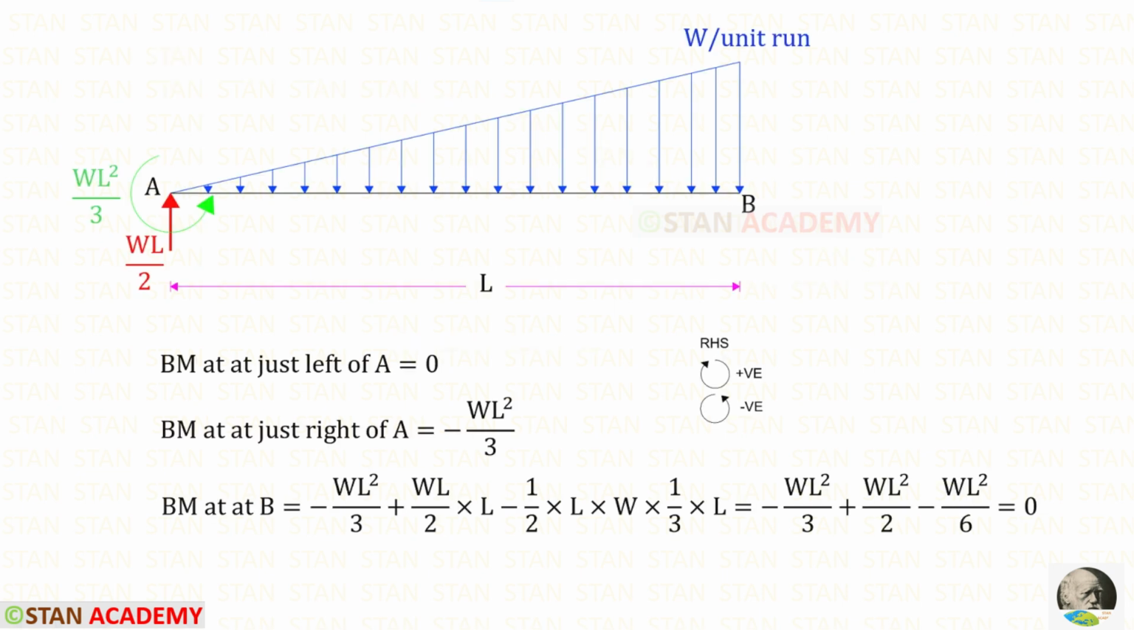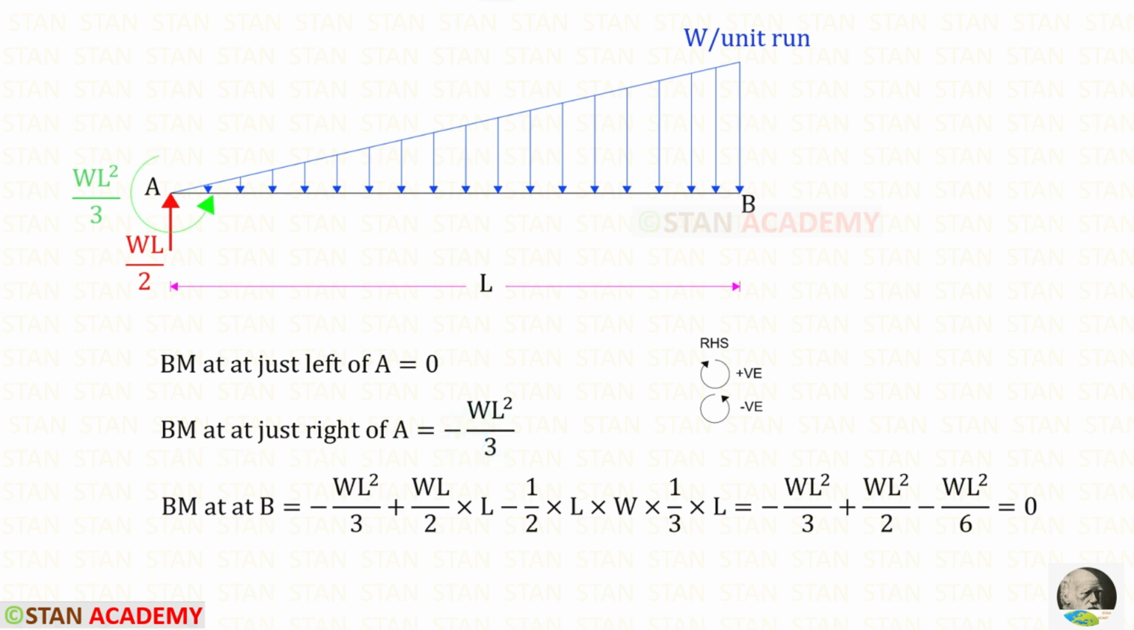Now we are going to find the bending moment values. I am going to find them from the point A towards the point B. In this case, I have to follow the right hand side rule: clockwise will be positive and anticlockwise will be negative. The bending moment at just left of A will be 0. Let us find the bending moment at just right of A. At just right of A, we have MA, which is acting in the anticlockwise direction, so it will be negative.